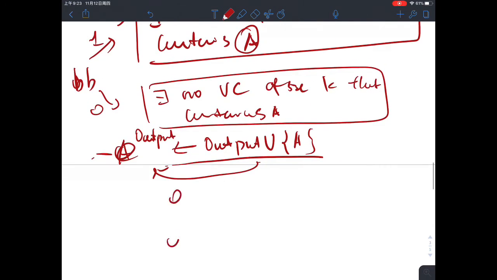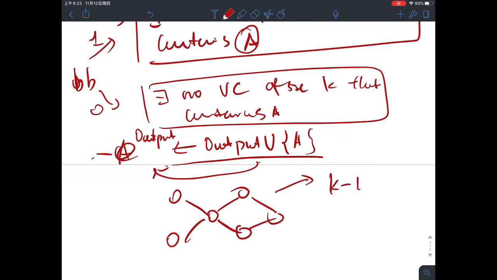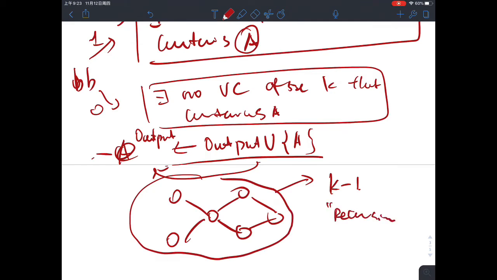Now we are left with the graph with A deleted, and we know that there exists a vertex cover of size k minus 1. But we want to find it. So you can see that we are doing a bit of recursion. We know that there exists a vertex cover of size k minus 1 because we called the black box for the decision version of the problem and it says yes. Our goal is to find that cover.